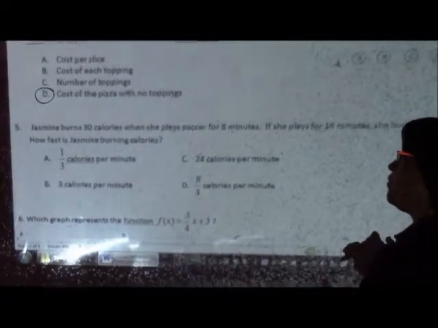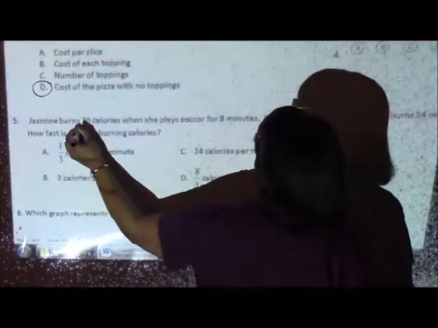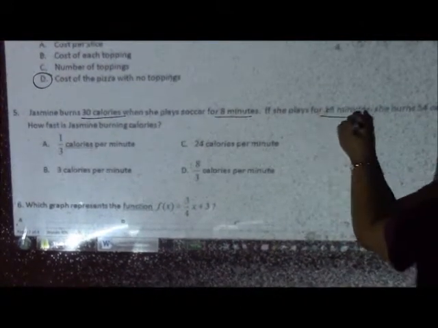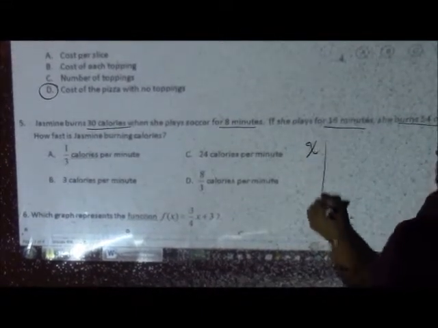Alright, let's move to number 5. Jasmine burns 30 calories when she plays soccer for 8 minutes. If she plays soccer for 16 minutes, she burns 54 calories. So this is a great problem.